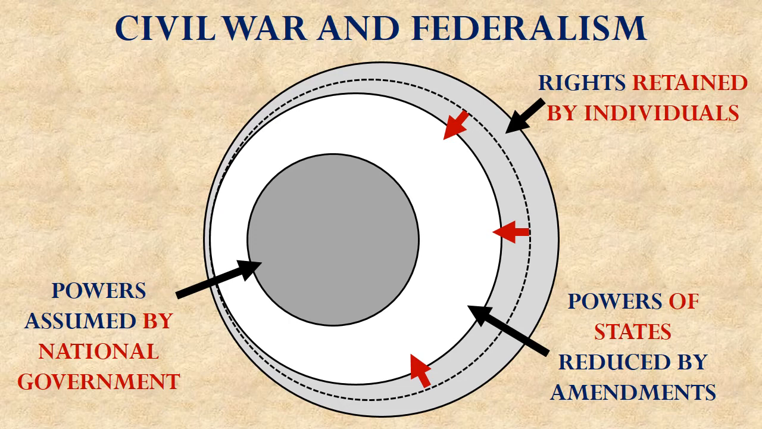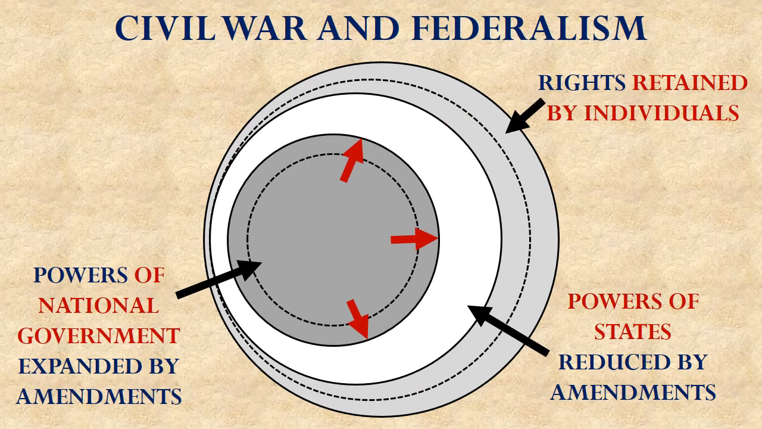As the power of the state was reduced in these areas, arguably the rights of individuals were being increased. And so that's why the diagram shows the white circle representing powers given to the states being reduced in size, and effectively the rights of individuals being increased in size. At the same time that that was happening, the power of the national government was expanding. It was expanding because the national government was given power in these amendments to enforce them, to force the states to obey the provision against slavery, to force the states to give people due process, equal protection, things like that in the 14th Amendment, force the states to allow everyone to vote regardless of race.